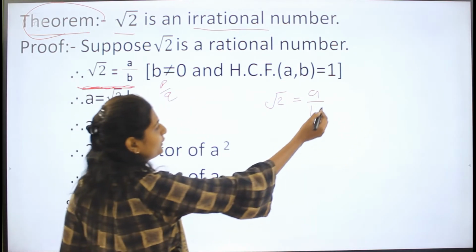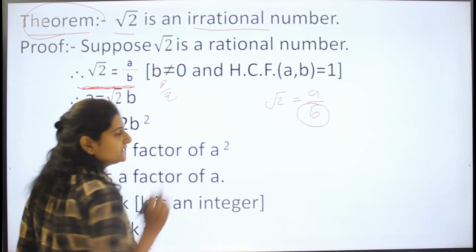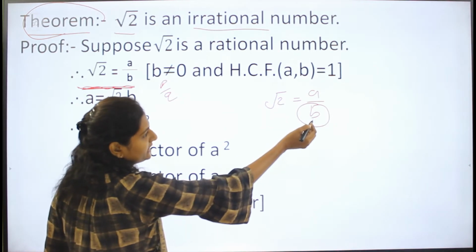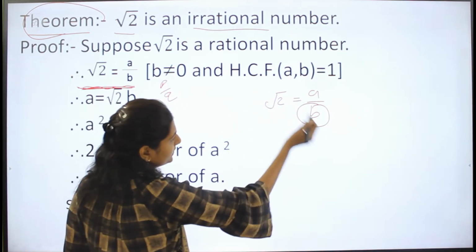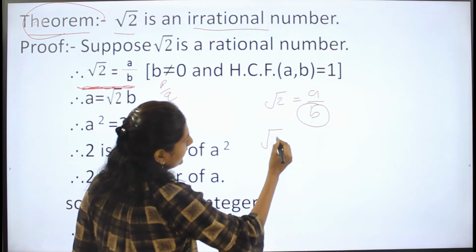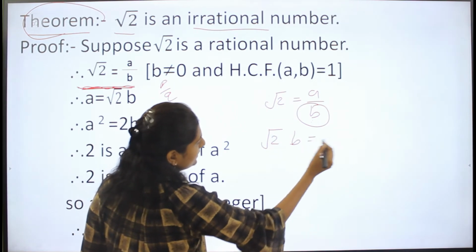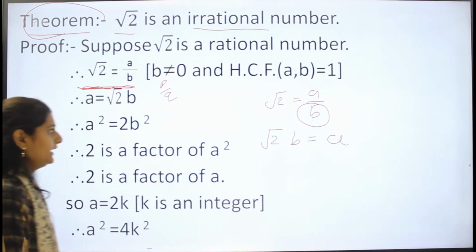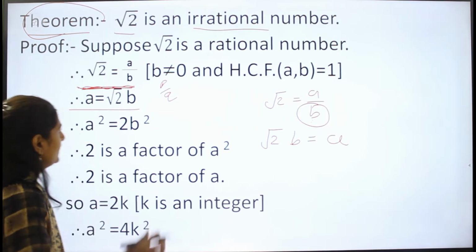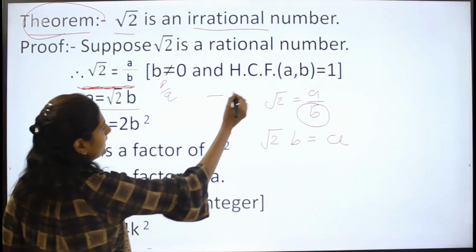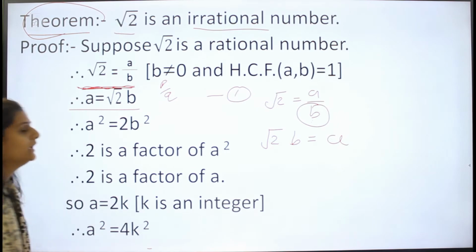Okay, so here I want to take B to the other side of the equal sign. Now it is in division, so it will go to multiplication. So you will get root 2 multiplied by B, that is equal to A. Okay, so that we are getting over here. This you can give as equation number 1.